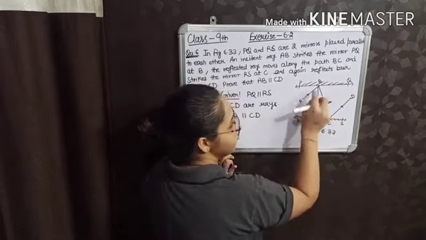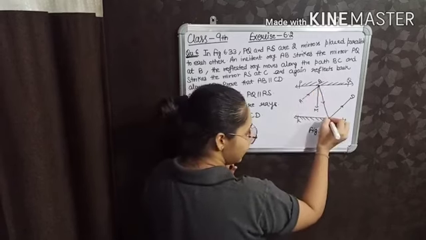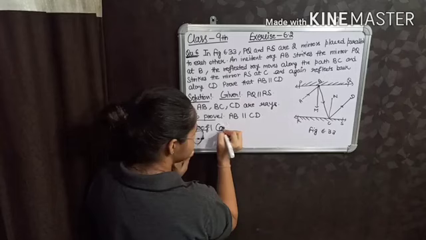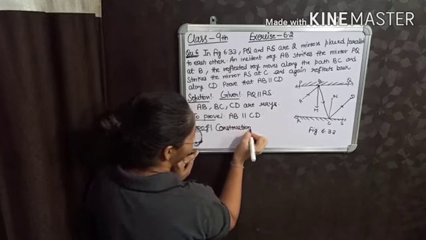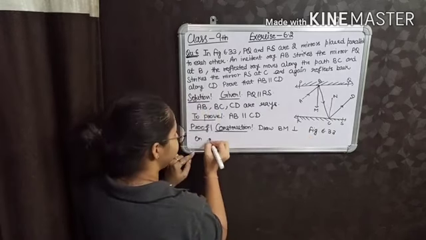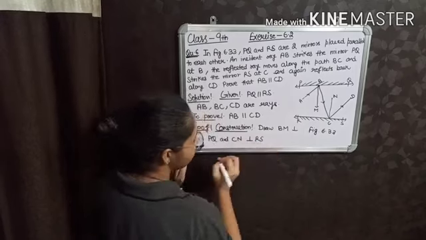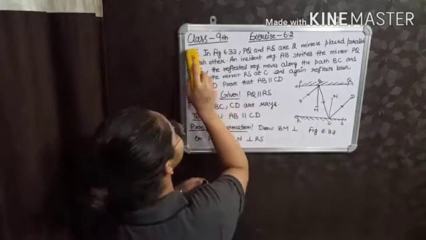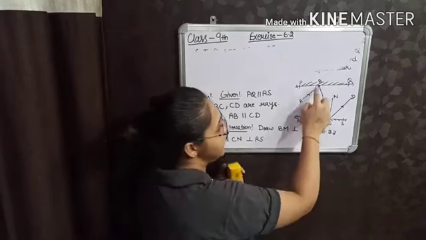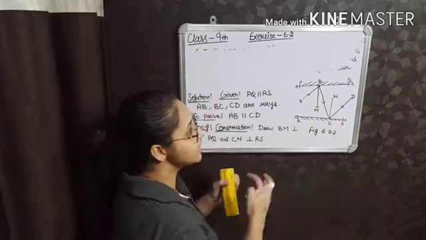I am making BM as a perpendicular on mirror PQ, and similarly I am making CN as a perpendicular line on mirror RS. Construction: draw BM perpendicular on PQ and CN perpendicular on RS. Okay, this is the construction. Now let's move ahead. See, BM is perpendicular on PQ and CN is perpendicular on RS.